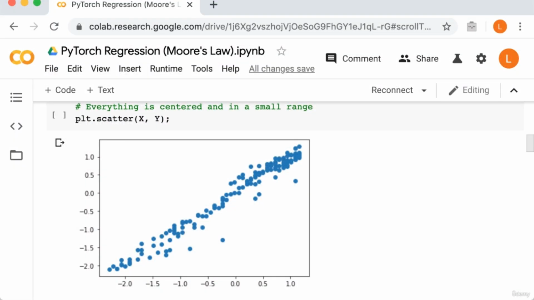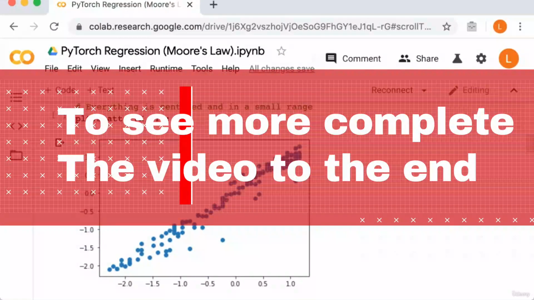it did before, but if you look closely, you'll see that both the x and y axes are centered around 0, and the range of values is now small, which is exactly what we want.